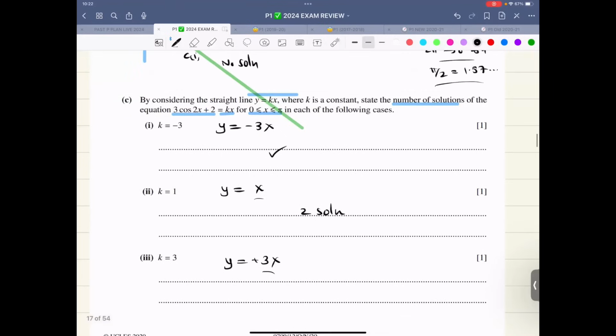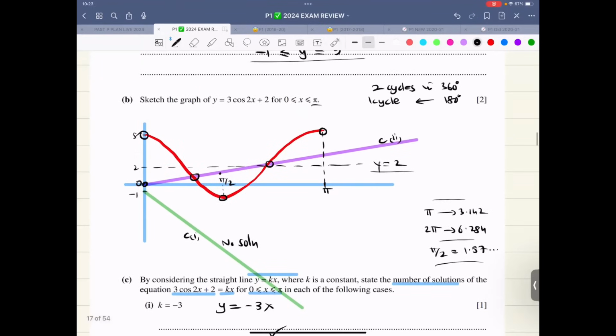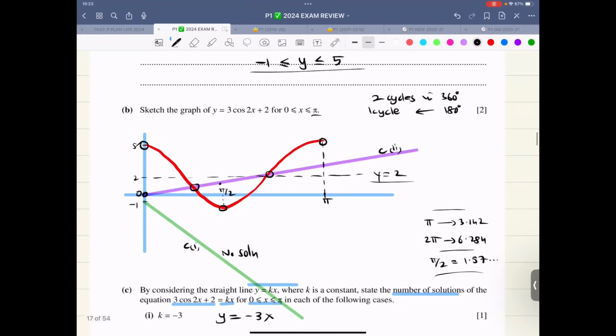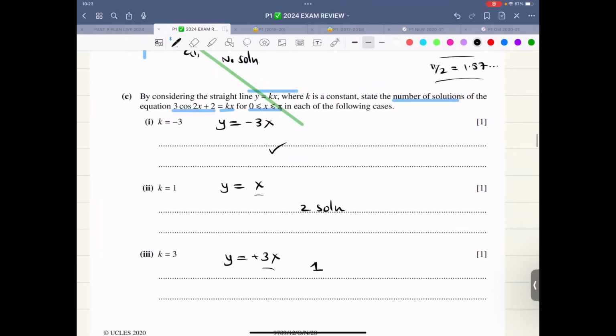And then the third one, y = 3x. So at 1.57, it should be 3 times that, 4.5 kind of thing. And let me draw another line, something like a greenish, reddish line, something like this. So let me just pick this thing up, and that goes like this, something like this. So this is C part 3. So it's a concept of graphical solution of equation and gradient. So therefore, we will say there is one solution, only one point of intersection. So these are some of the best questions of trigonometry in my view.